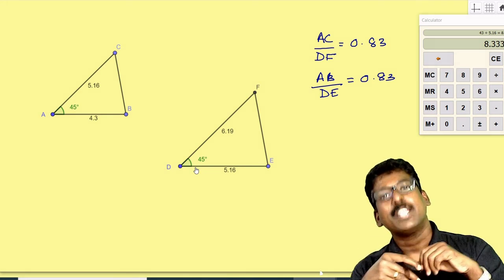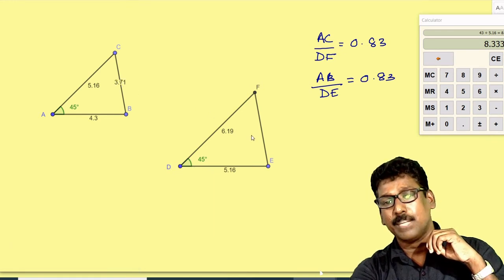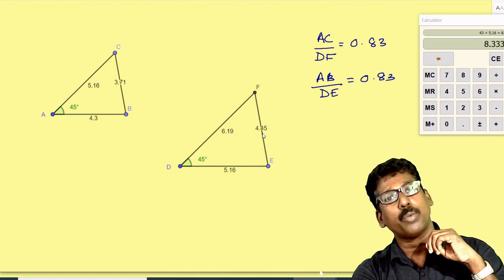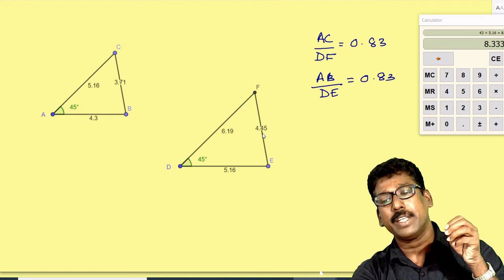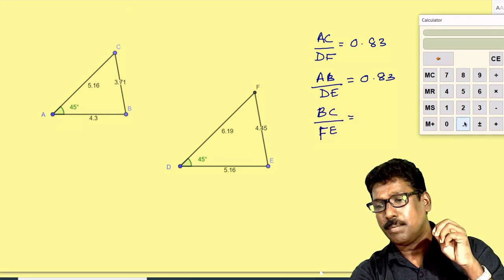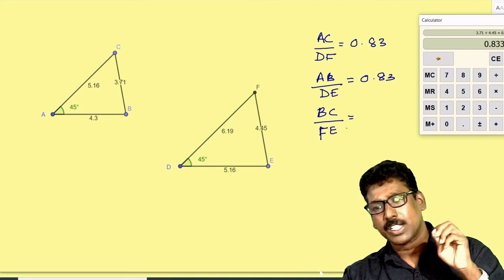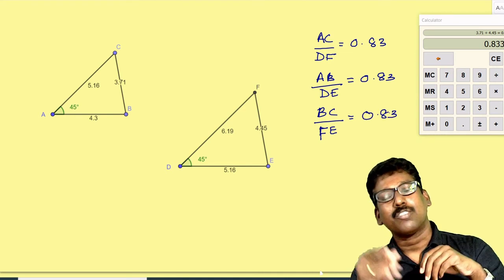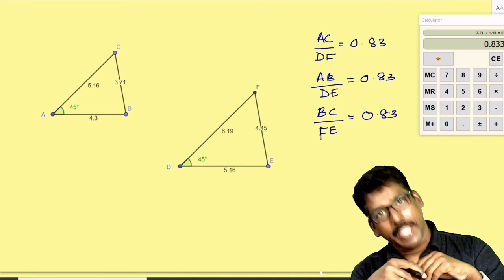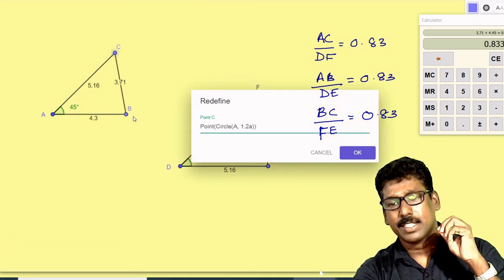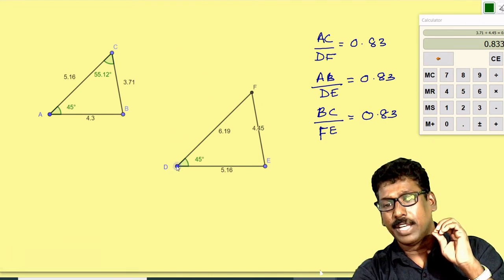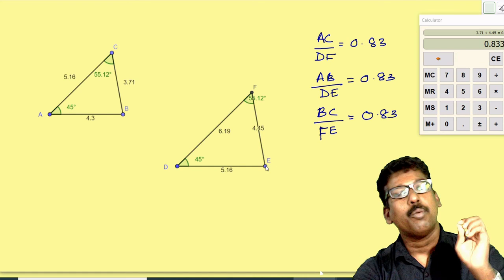Now, what about the ratio of the other side? BC you will get as 3.71, and FE is equal to 4.45. Now, let us find out BC by FE, which is 3.71 divided by 4.45. Here also you are getting 0.83 corrected to two places. Here you can see that the corresponding sides are proportional. Now what about the corresponding angles? Here angle C you will get as 35.12, and angle F you will get as 35.12. That means both the angles are equal.